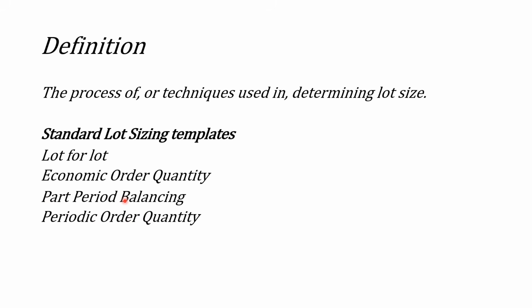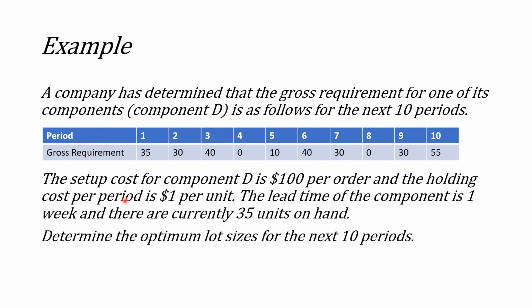Okay, so let's start off with an example. Let's say a company has determined that the gross requirement for one of its components, let's call it component D, is as follows for the next 10 periods. So we have the gross requirement for component D here. In week 1 we have 35 units, week 2 we have 30 units, week 3 40, none in week 4, 10 in week 5, 40 in week 6, and so forth, all the way. This is the gross requirement for component D.